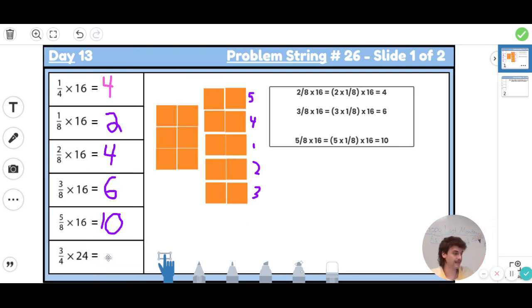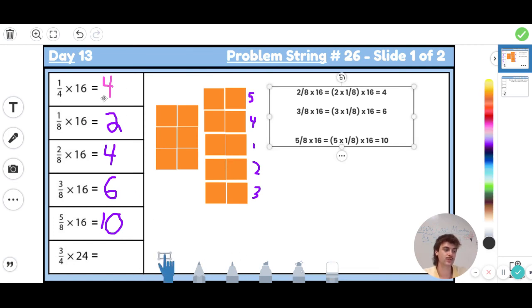We got our last problem here. It says 3/4 times 24. All right, well, this one's a lot different than the last problems that we've been doing. So what I want you to do, we're going to pause, and I want you to use what you've learned in these last problems here to solve this one, and then we'll come back.